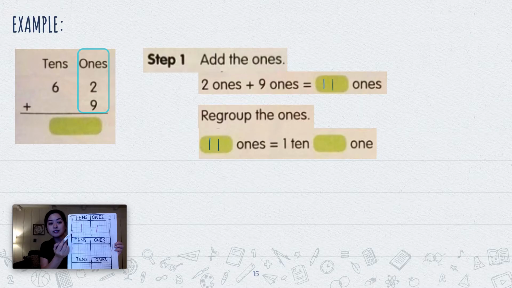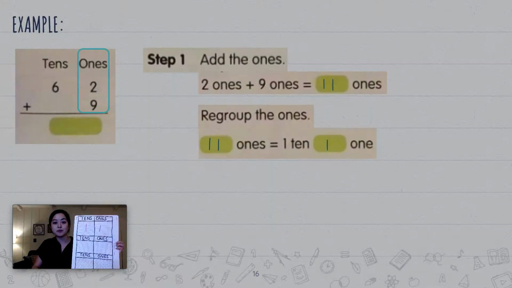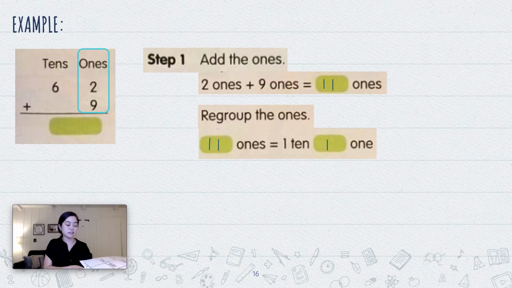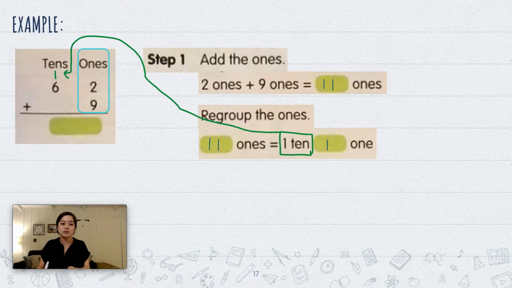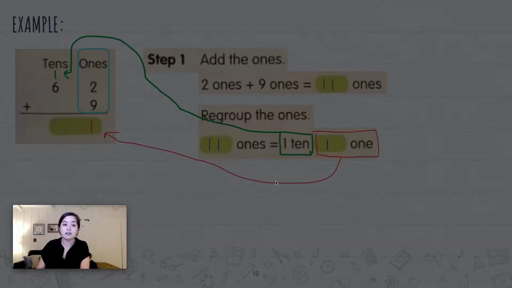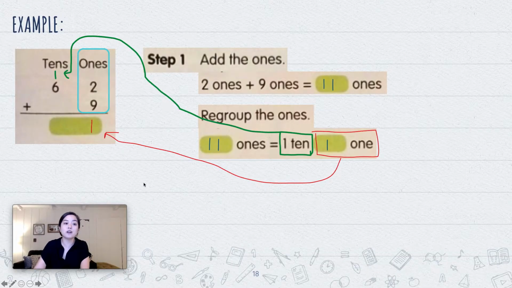Okay. How many 10s are there? 1. How many 1s are there? 1. Ta-da, there it is. And so now there's 1 10. So I'm going to write this 1 ten right here in the tens column here, okay? And then we have 1, so I'm going to write that here in the ones column at the bottom here.